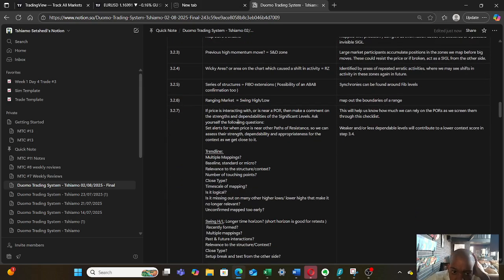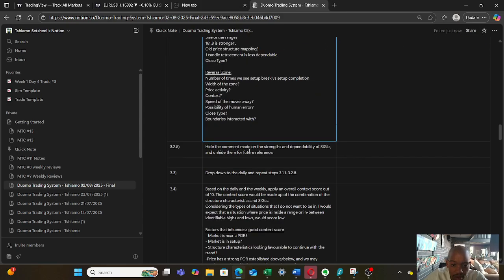So cool. 3.2.7. If price is interacting with or is near a path of resistance, then make a comment on the strength and dependability of the levels. Ask yourself the following questions. Set alerts for when price is near path of resistance so we can assess strength and dependability for the context. Let me put that at the end here.